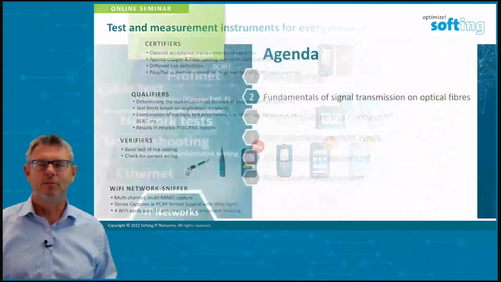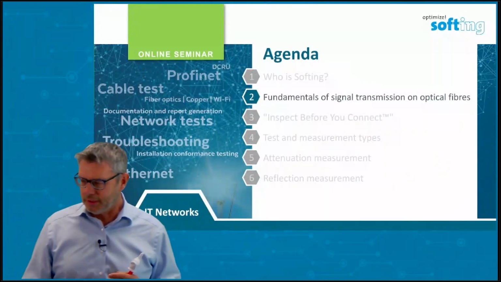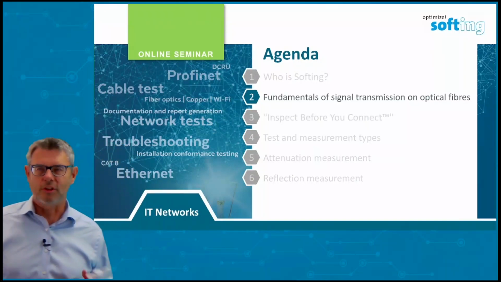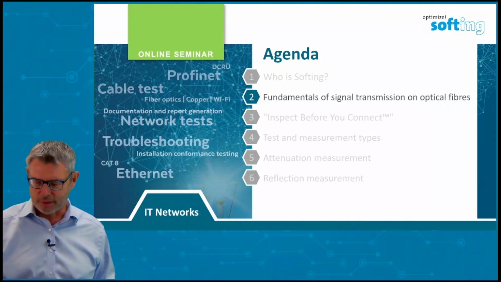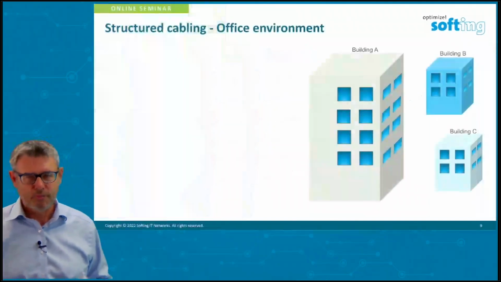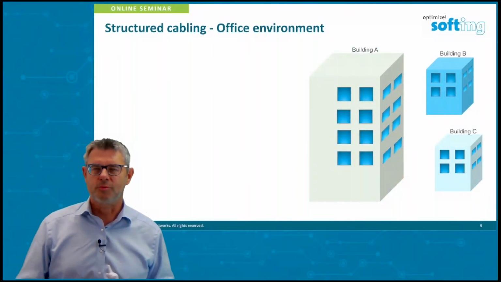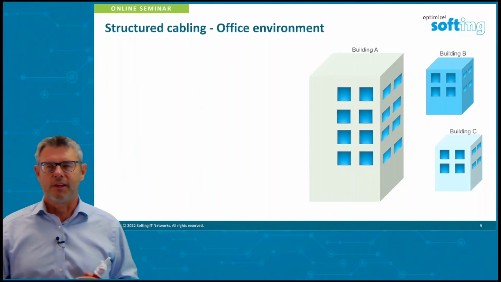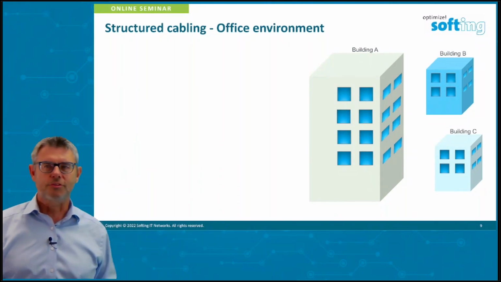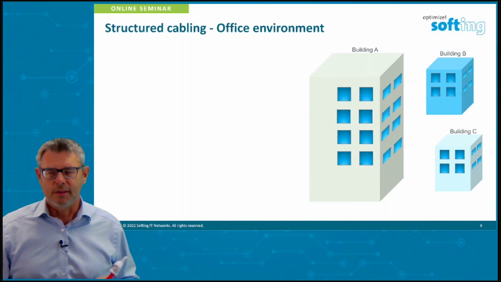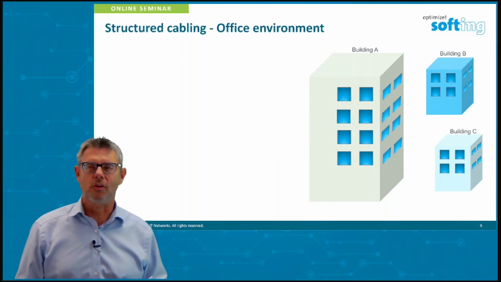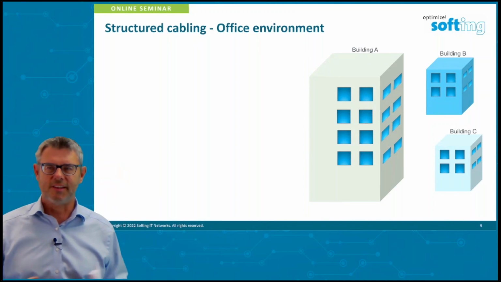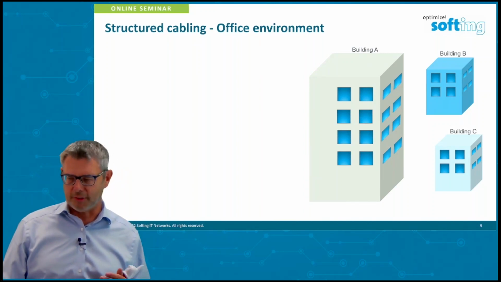Let's start with the first topic on the agenda. It's fundamentals of signal transmission and optical fibers. First question, where do we find these optical fibers? Here is a typical example of a company spread around a certain area. The company consists of 3 buildings, A, B, C, and takes a certain local area. So what we're talking about is called LANs, L-A-N, local area networks.